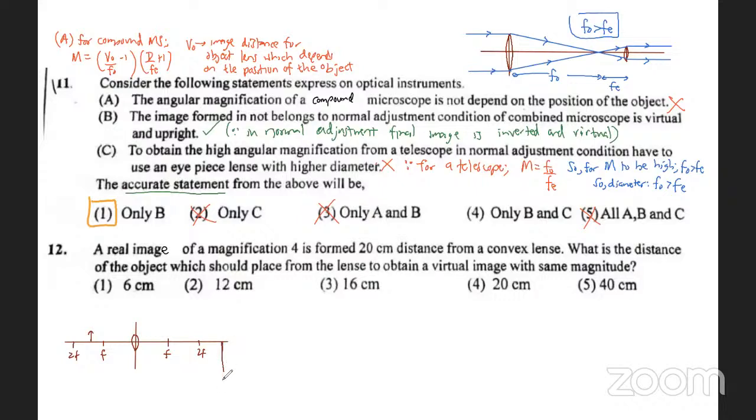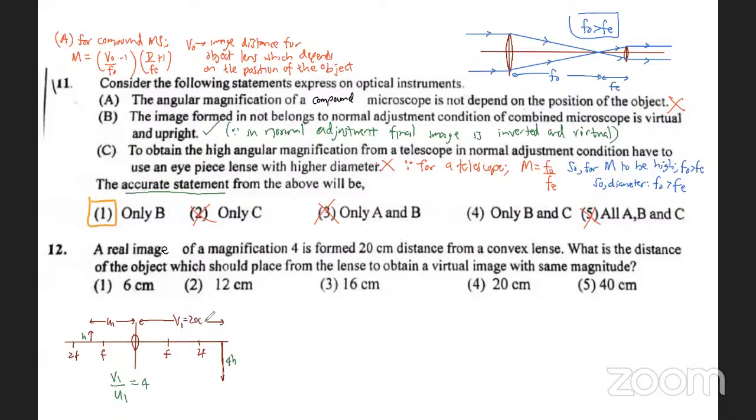Okay, 4. So if I take this as u1, let's say u1, and this one is v1. What's the relationship between v1 and u1, people? If you take this height as h, the height of the image is 4h, and we know v1 over u1 is equal to 4. That is the meaning of linear magnification. And the value of v1 is given to us, so we can mark it. v1 is equal to 20.